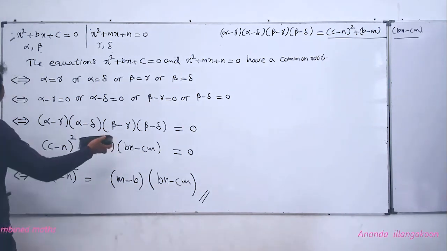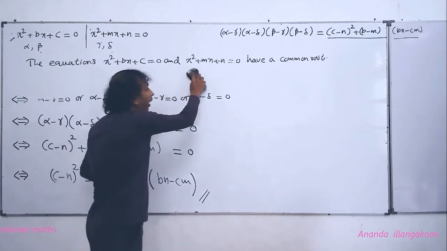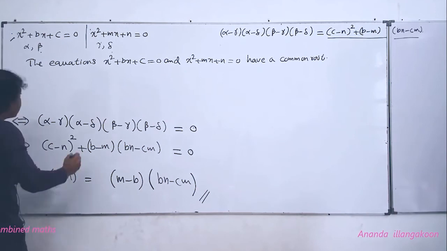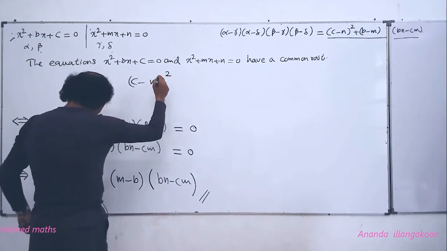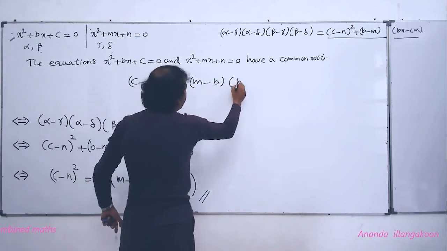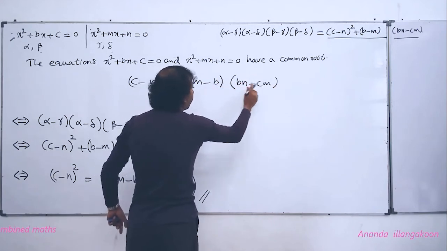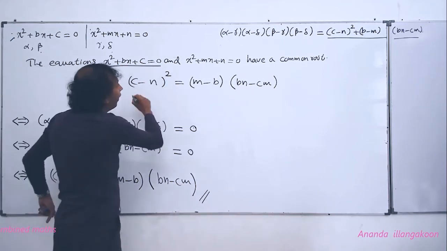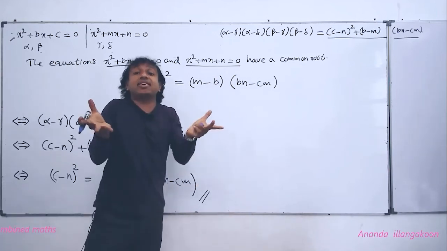Right. People, now this statement only I need. The equations, this and this, have a common root. Then what have we proved? It is this. Then this is true: (c minus n) perfect squared equals (m minus p) times (bn minus cm). This equation and this equation, if they have a common root, people, this relation we can establish.